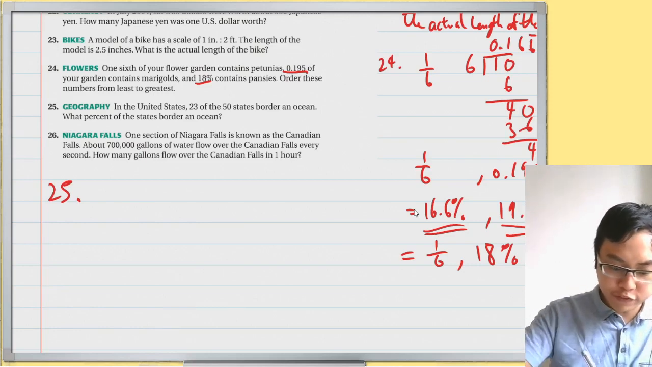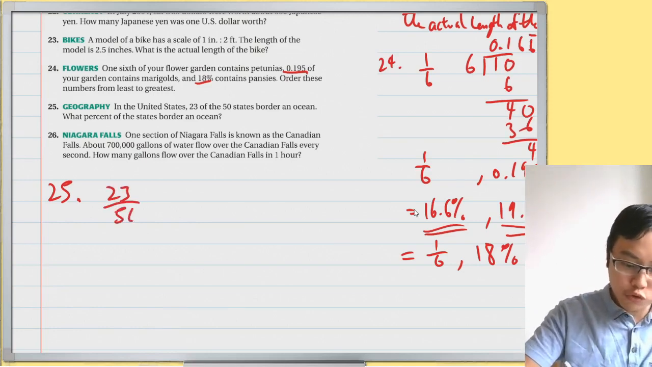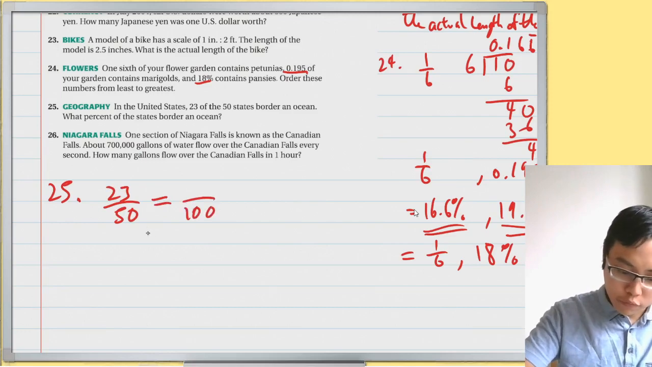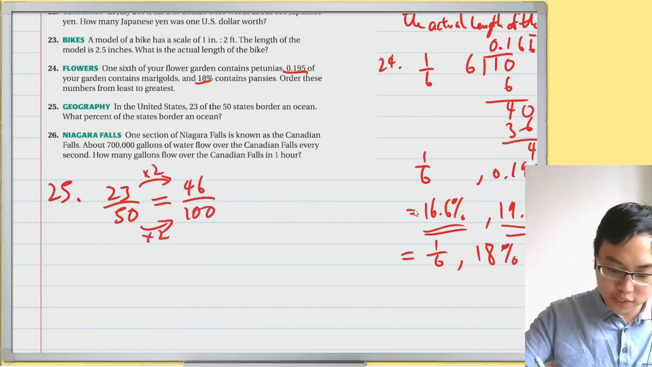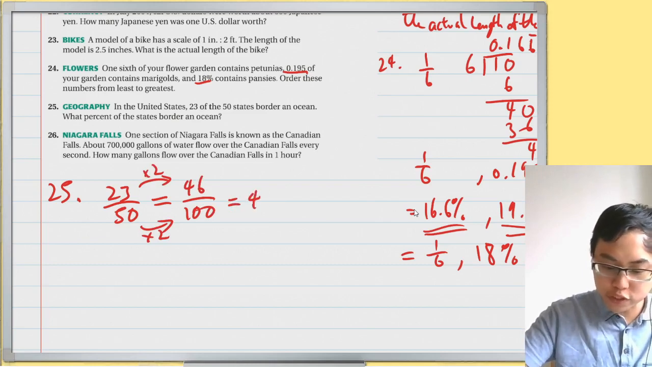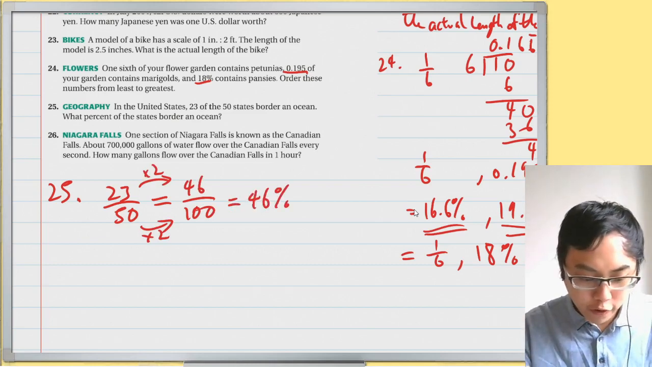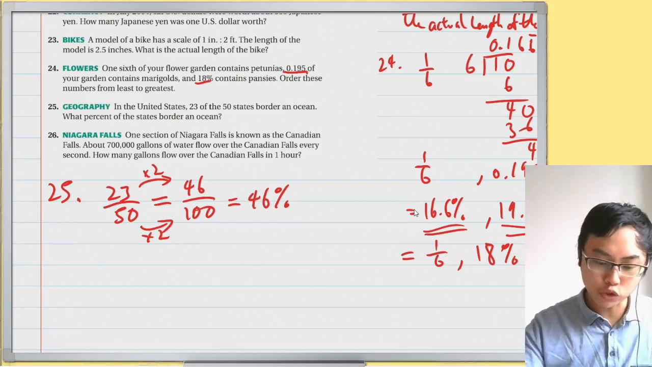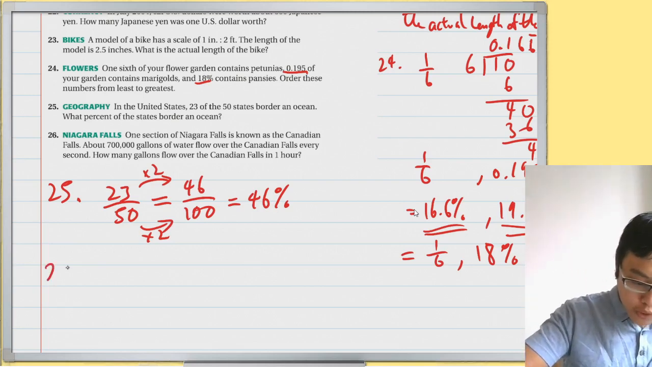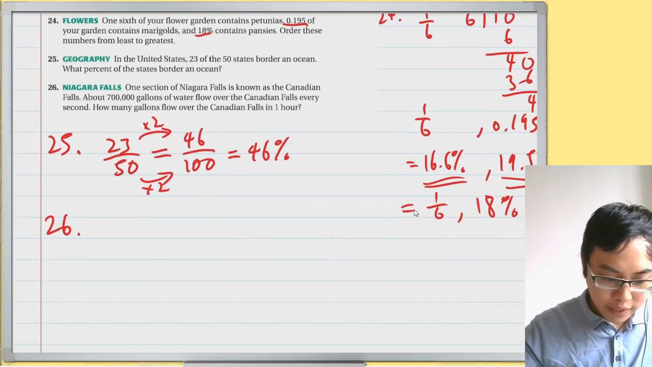So 23 out of 50. We need to change that into a percentage. That's fairly simple. We just need to multiply by 2. So multiply by 2, that's going to be 46 out of 100. That is 46% of the states border an ocean. Very simple.